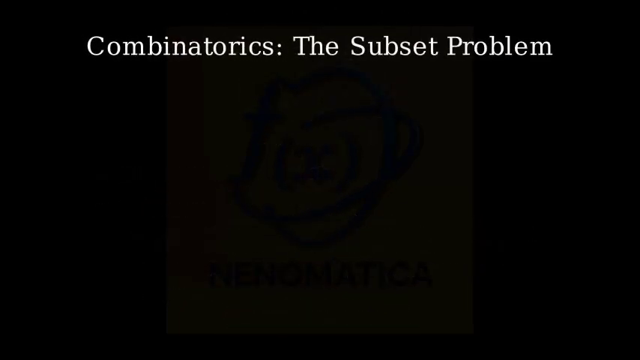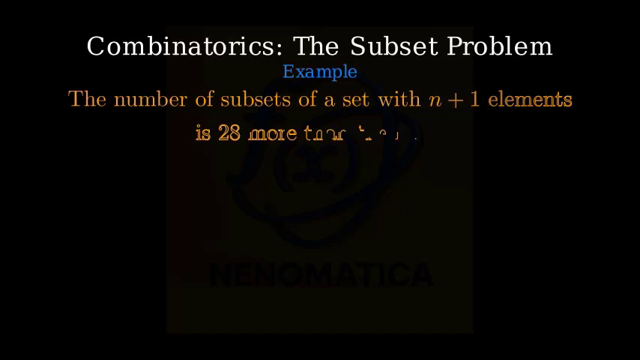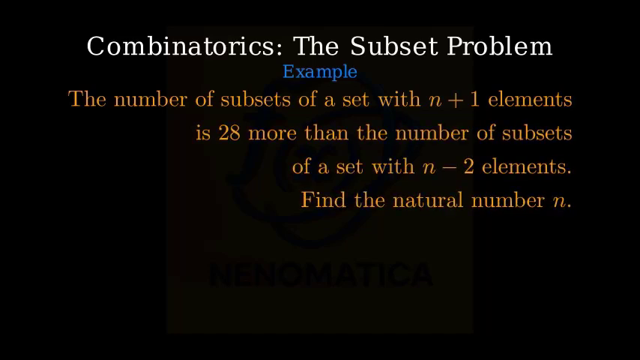In this video, we'll work through a combinatorics problem involving the number of subsets of a set. Let's begin. Let's examine the following example. The number of subsets of a set with n plus 1 elements is 28 more than the number of subsets of a set with n minus 2 elements. Find the natural number, n.